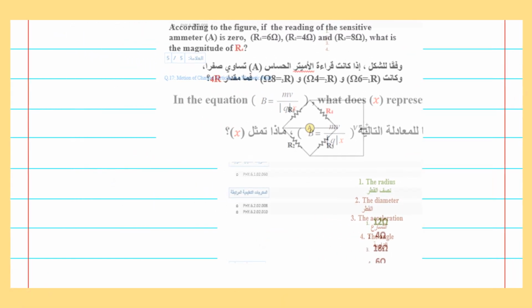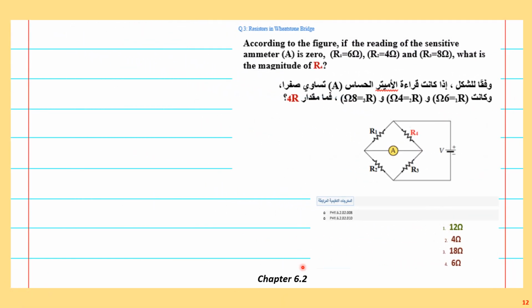The next question, from chapter 6.2, asks: according to the figure, if the reading of the sensitive ammeter A is 0, so we are talking about the Wheatstone bridge, if you remember. This circuit is called a Wheatstone bridge. If R1 is equal to 6 ohm, R2 is 4 ohm, and R3 is 8 ohm, what does R4 equal? We need to calculate the value of R4.